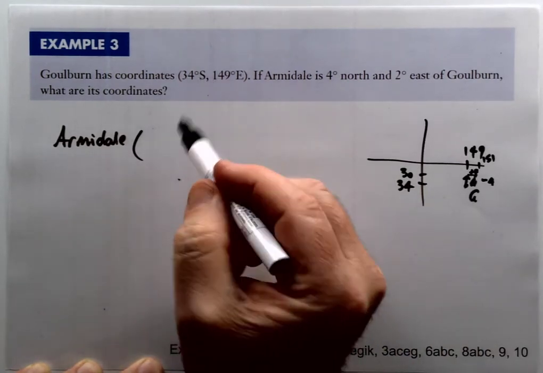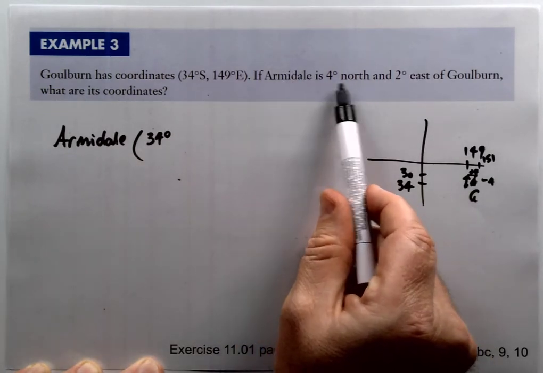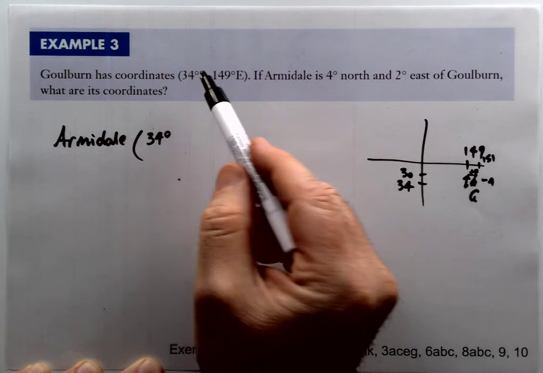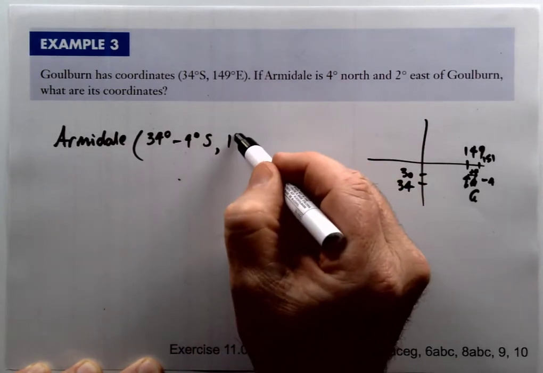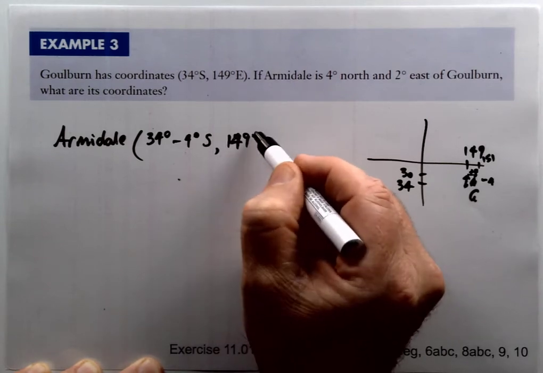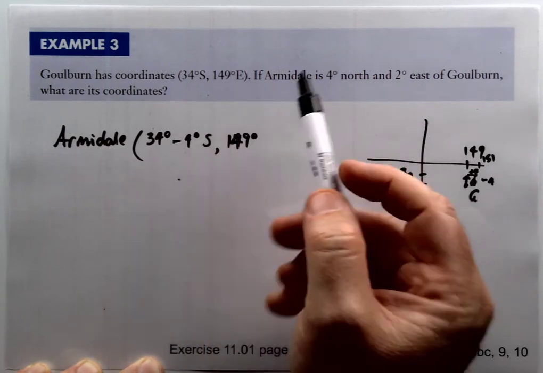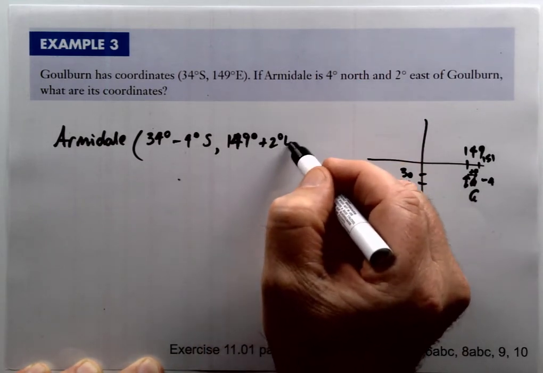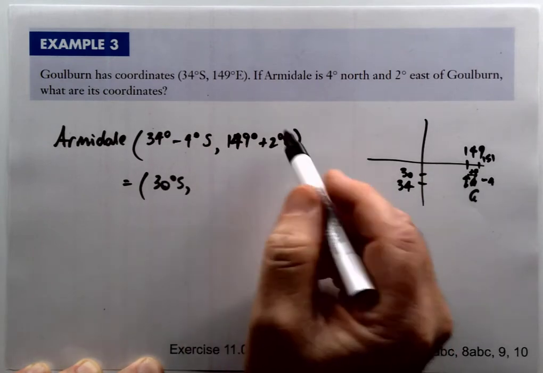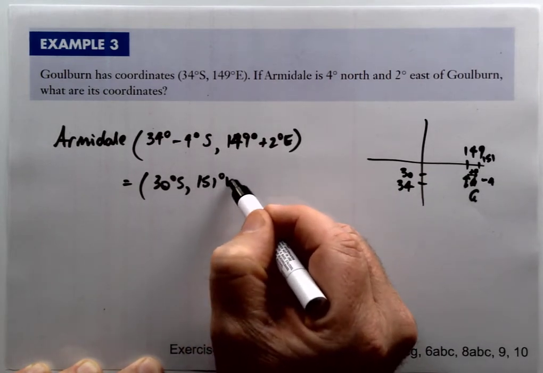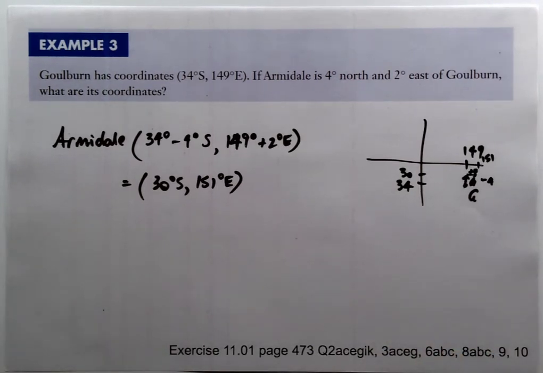Alternatively, starting with the coordinates of Goulburn, we start with 34 degrees. Because we're going 4 degrees north, which is the opposite of south, we're going to subtract the 4 degrees. And 149, because we're going further to the east, in that same direction, we're going to add the 2 degrees. So you can get that 30 degrees south, 151 degrees east. But look, it's just safer to draw a diagram. You're less likely to make a mistake there.